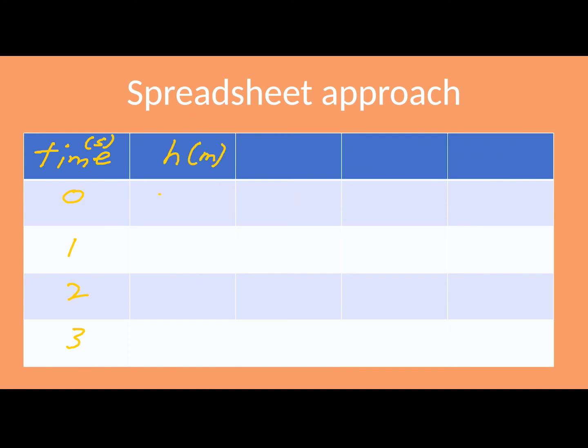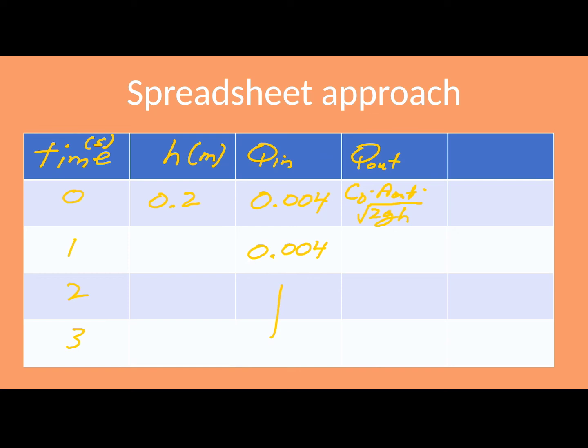We have an initial condition of 0.2 meters. We're going to have an inflow column. The inflow column is going to be 0.004 for all of the times. We're going to have an outflow column, and that's going to be given by our C_D times A_out times the square root of 2gh, and we're going to be grabbing that column over here for our h's.